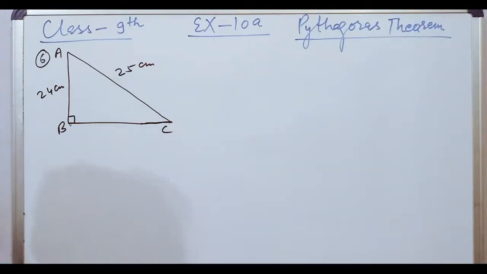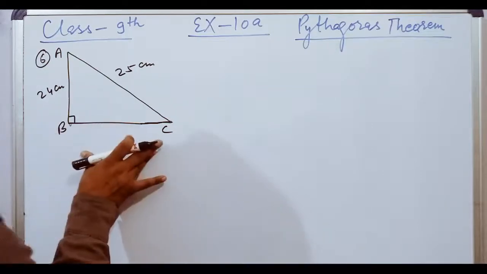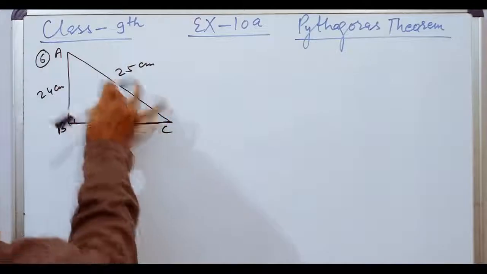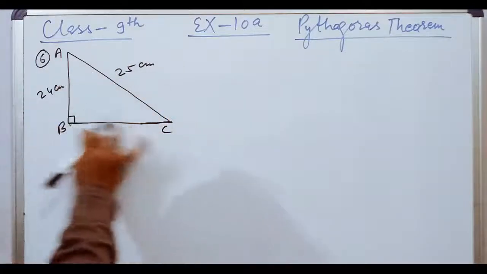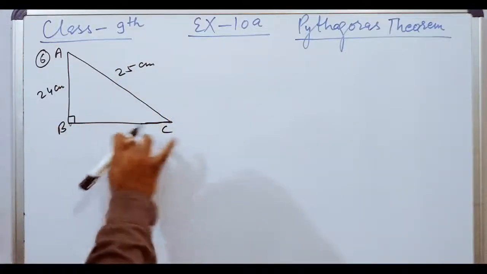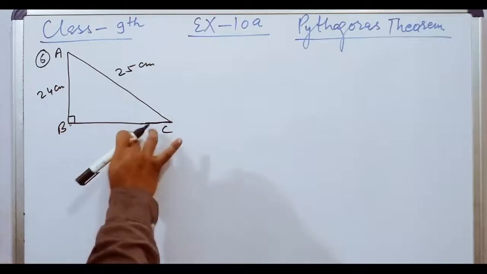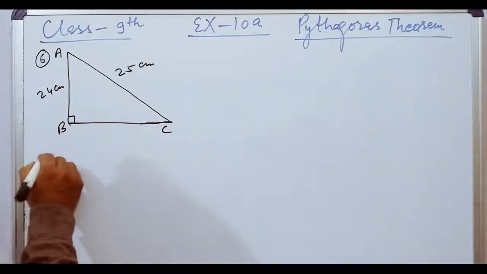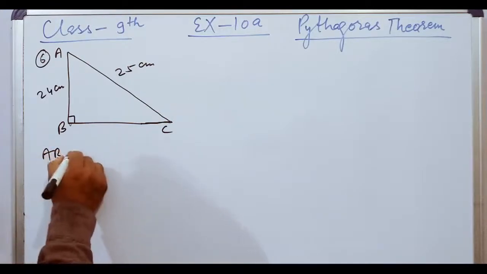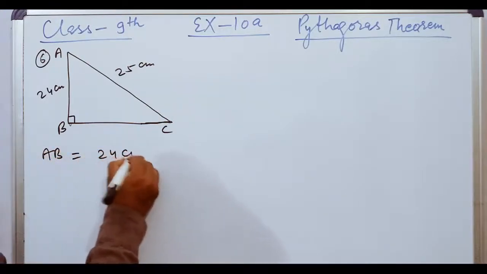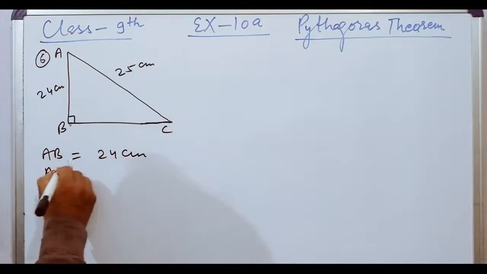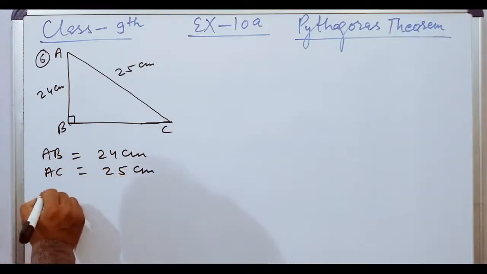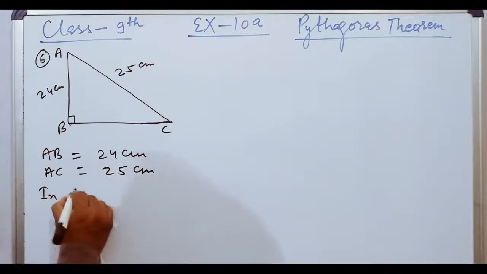Area of right angle triangle equal to 1/2 base into perpendicular. This is hypotenuse, this is perpendicular, and this is base. We don't know about the base. So first we'll find the base by using Pythagoras theorem. So AB equal to 24 centimeter, AC equal to 25 centimeter. Then BC we have to find in right triangle.